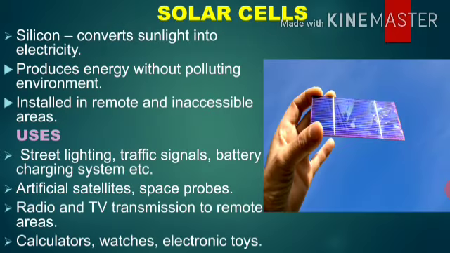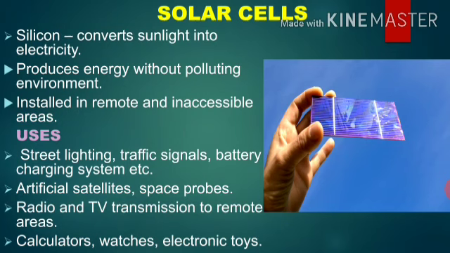The next topic is solar cells. Solar cells are made up of silicon. They directly convert sunlight into electricity. At the same time, they produce energy without any pollution. They use no fuel other than sunlight and produce no harmful gases. No burning and no waste are produced.